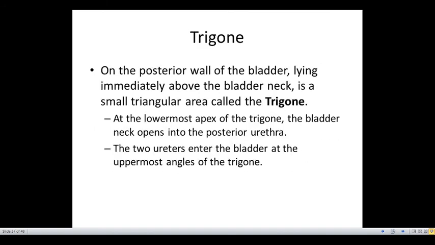The trigone. On the posterior wall of the bladder, lying immediately above the bladder neck, is a small triangular area called the trigone. And at the lowermost apex of the trigone, the bladder neck opens into the posterior urethra, and the two ureters enter the bladder at the uppermost angles of the trigone.